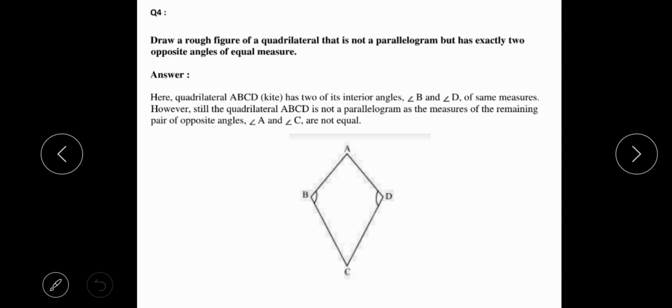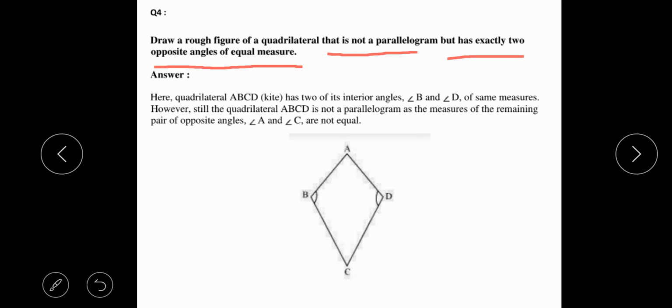Now let's look at the second question. The question is: draw a rough figure of a quadrilateral. Which type of quadrilateral do you have to make? One that is not a parallelogram but has exactly two opposite angles of equal measure. Yes, we can make a quadrilateral which is not a parallelogram but has exactly two opposite angles of equal measure. You can make a kite like this one.